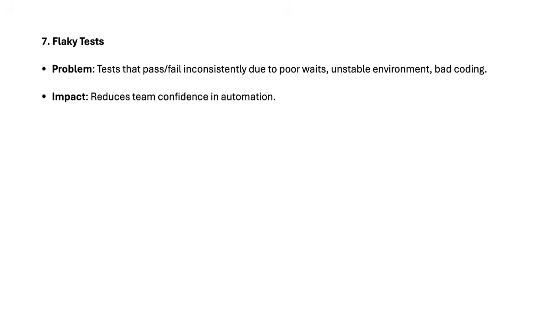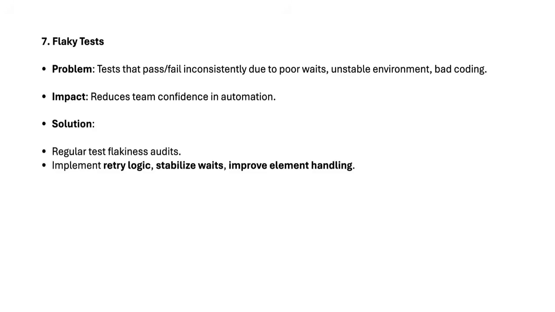So its impact is that it reduces the team's confidence in the automation. If such flakiness happens, we have to figure out what could be the reason. We have to figure out if it is a coding issue, and we have to fix it. Okay. If that is a problem, we will definitely lose confidence in the automation scripts that we run.